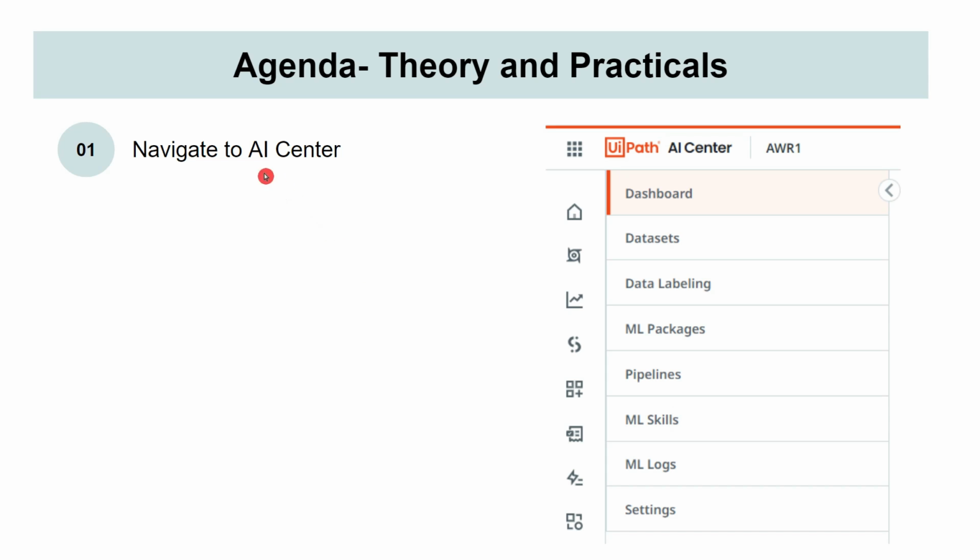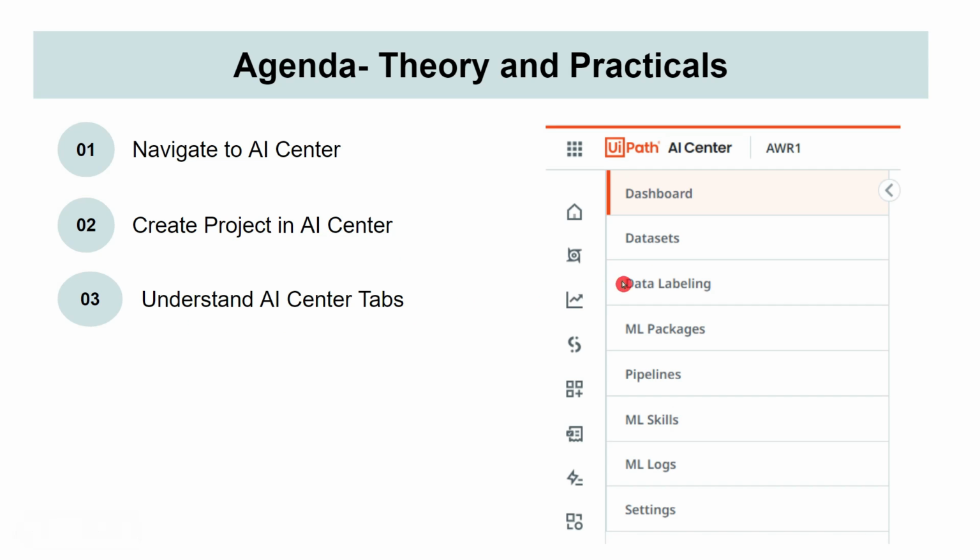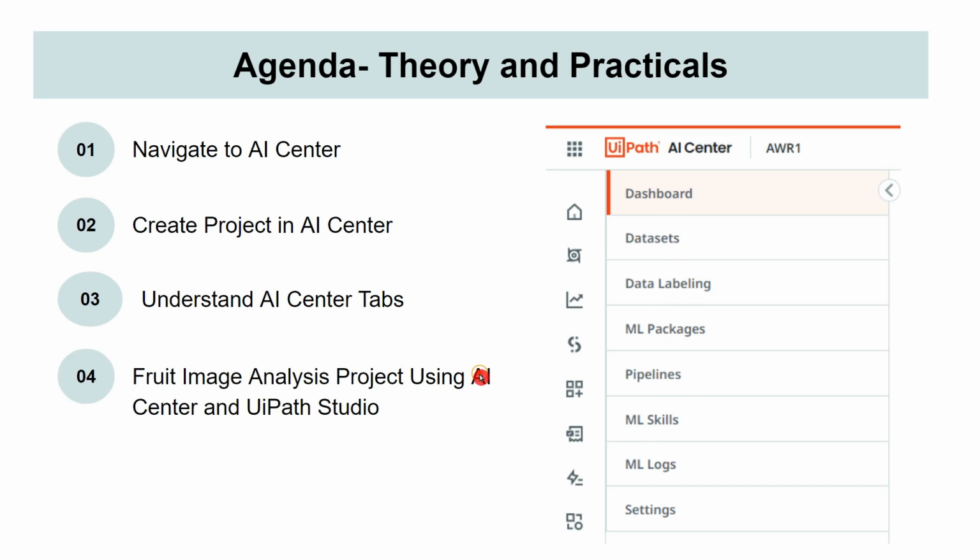The very first thing, we are going to navigate to AI Center and understand how you can create a project in AI Center. And then we are going to understand AI Center tabs. You can see dashboard, what is dataset, what is data labeling, ML packages, pipeline, ML skills. All these tabs we will try to understand. And then we will create a fruit image analysis project using AI Center and UiPath Studio. This is going to be very interesting.